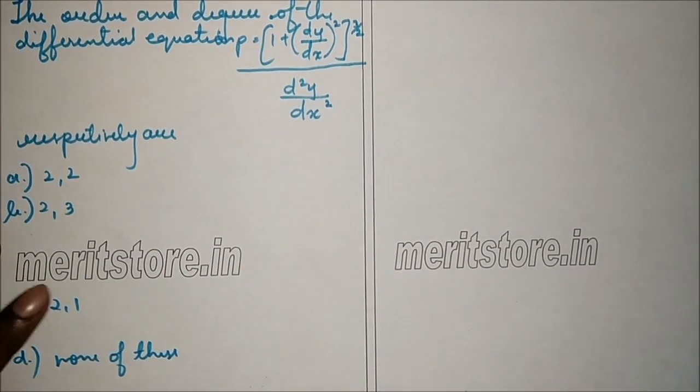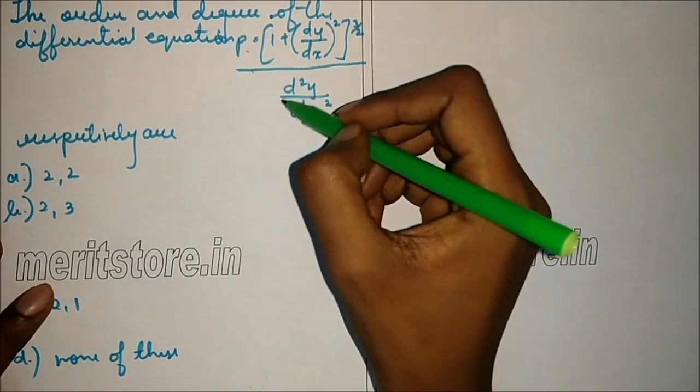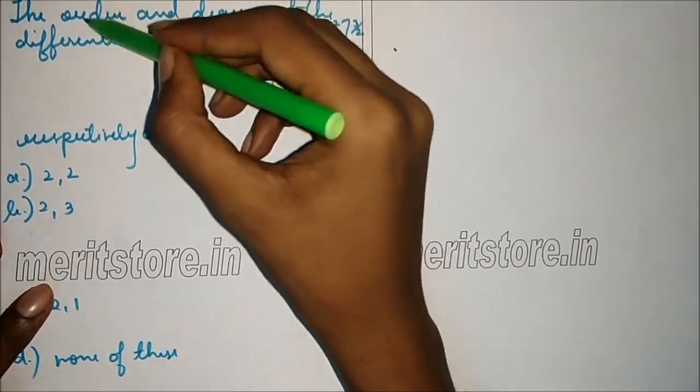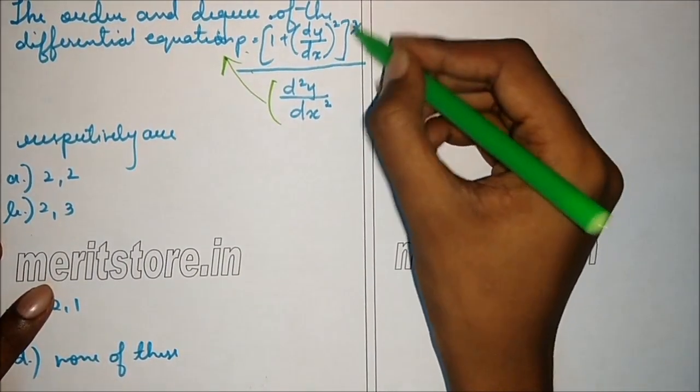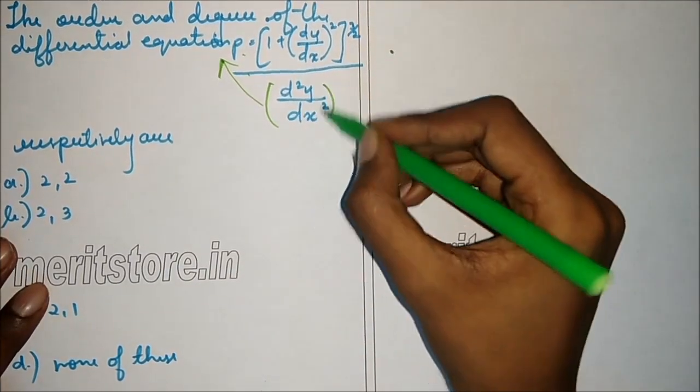The order and degree of the differential equation P = (1 + (dy/dx)²)^(3/2) / (d2y/dx²). So I'll simplify this. We'll bring this term to the LHS. We are supposed to find order and degree. So first we'll remove this fractional power. So we bring this to the LHS.